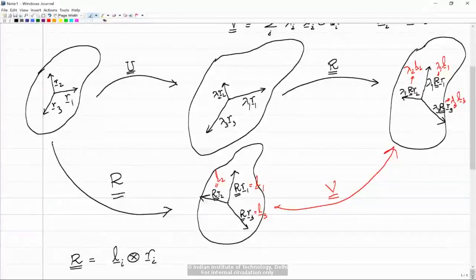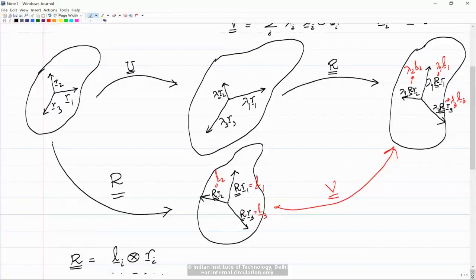And you know that to uniquely represent a second order tensor, you just need to show how any set of three linearly independent vectors are getting transformed. And this way you are showing that little r1 is going to little l1, little r2 is going to little l2, and little r3 is going to little l3. Okay, so this is how you can write your rotation.